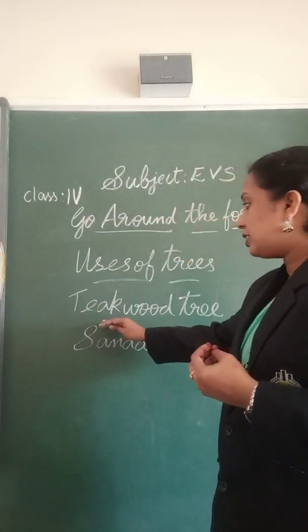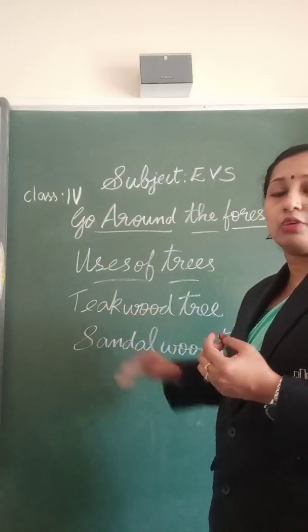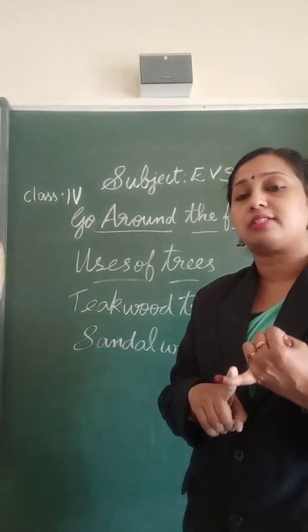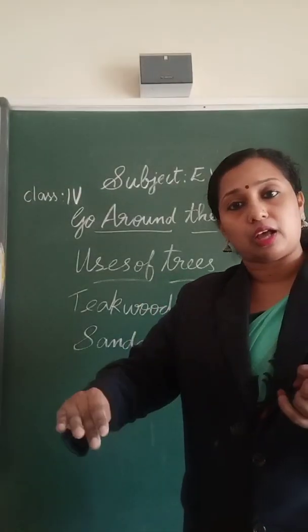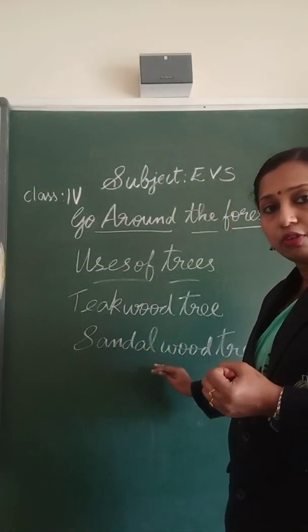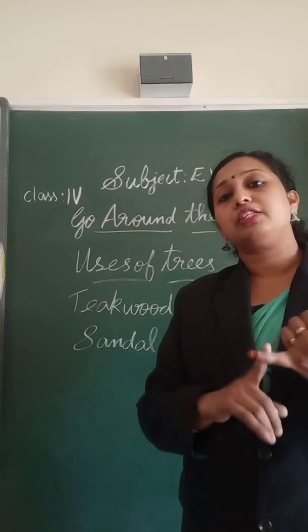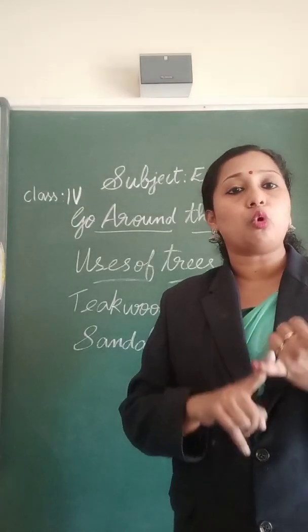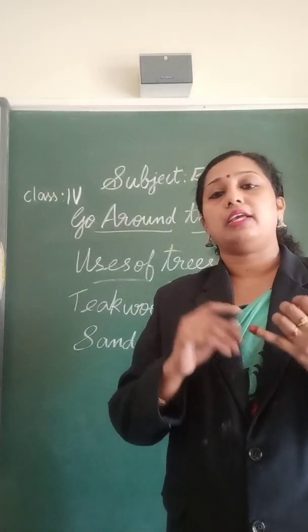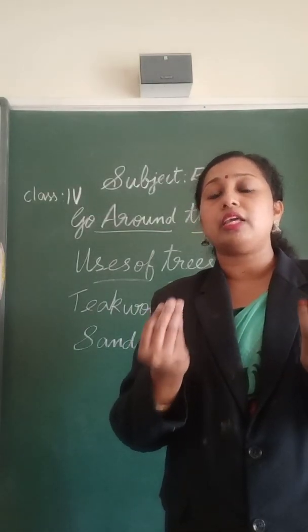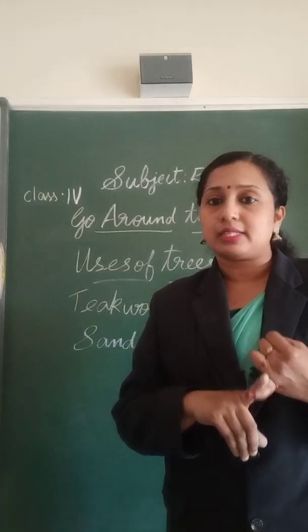So the first is the teak wood tree. The teak is used for making furniture such as tables, chairs, etc. It is also used for flooring the house. Then comes the sandalwood tree. Sandalwood is used for the preparation of soap, perfumes and many other cosmetics. Its oil, the sandalwood oil, is used as a medicine.